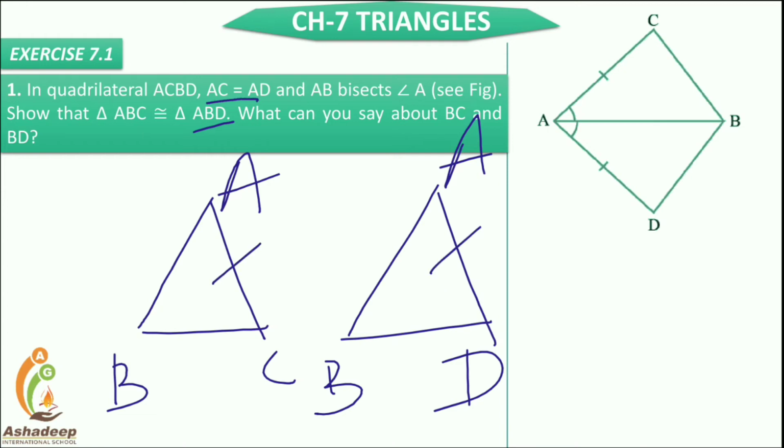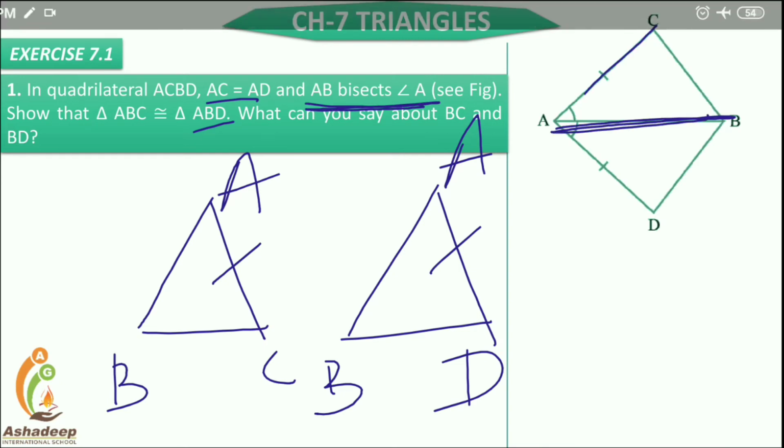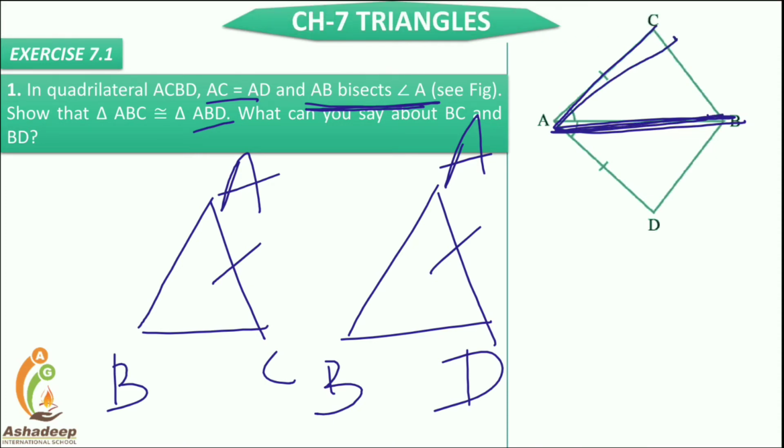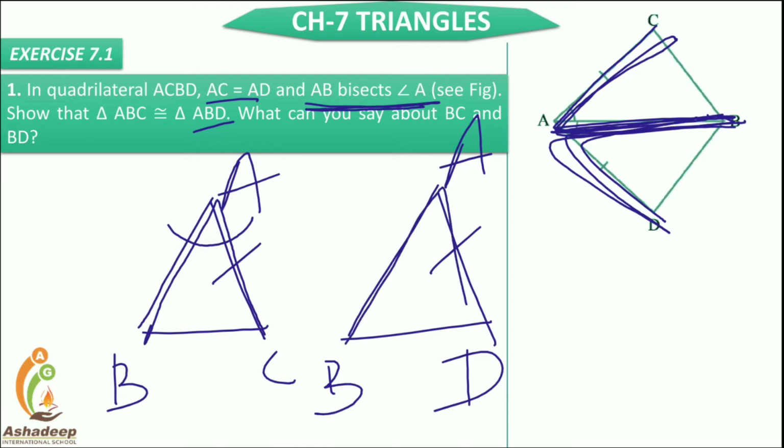That is already given. Now AB bisects angle A. If it bisects it, that means CAB, that is BAC, or you can say CAB. So this angle CAB, and what is the other one? BAD. So these two angles, BAD and CAB, are given equal.